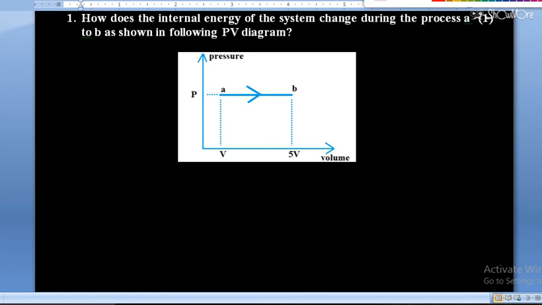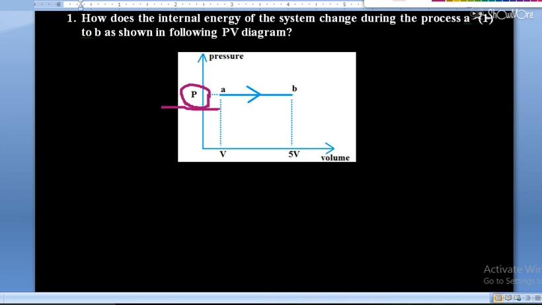You can see here the A to B process, this is the process which is shown. You can see the arrow: on this axis the volume is V, and here the volume is 5V. That means this process is expansion, volume is increasing, but one thing is constant, that is pressure. You can see pressure is on the y-axis and this pressure is constant. So that means this process is isobaric, but we cannot conclude from isobaric alone.